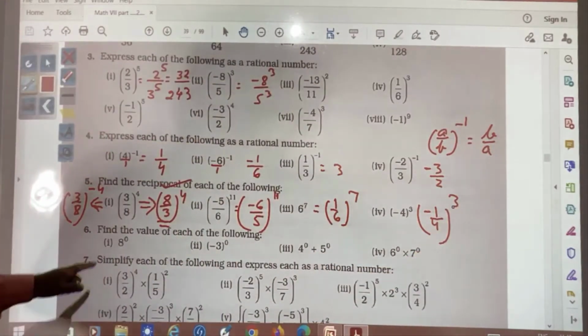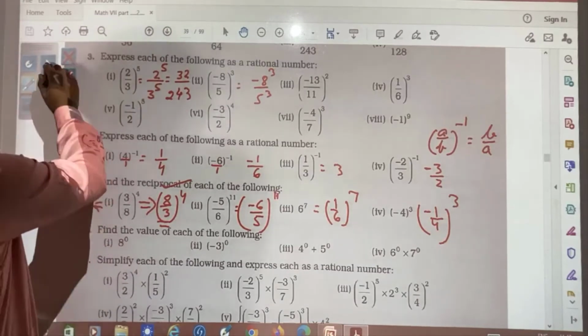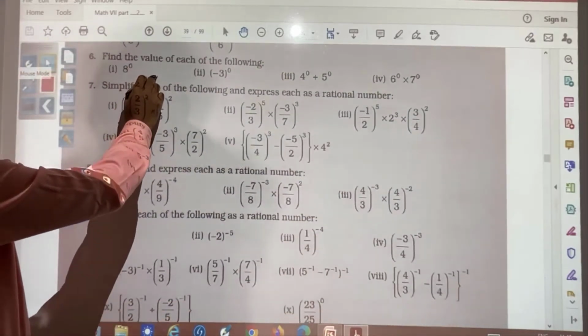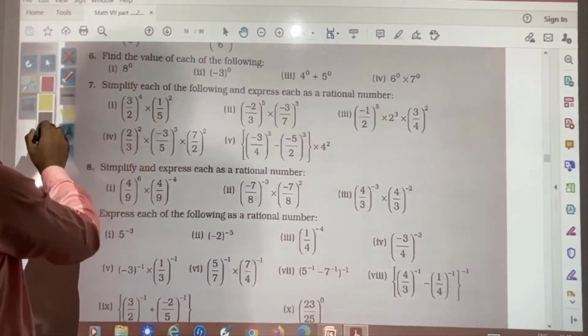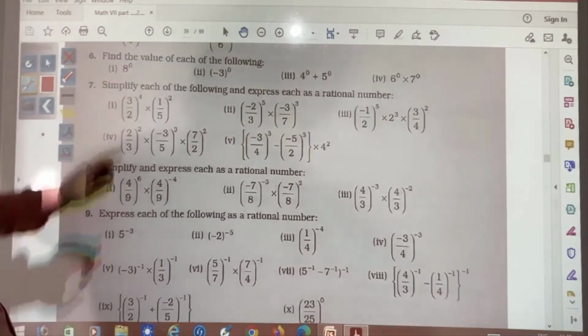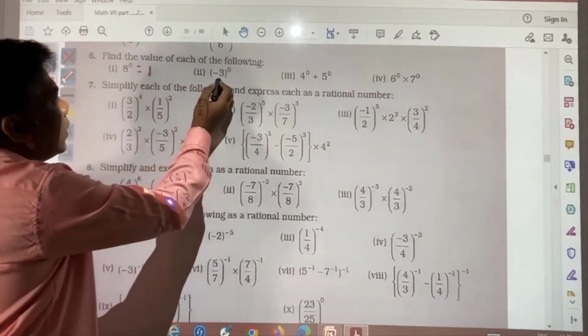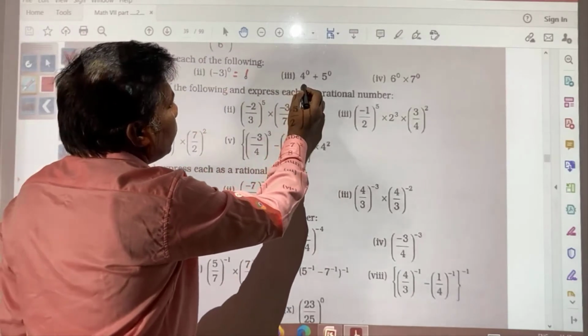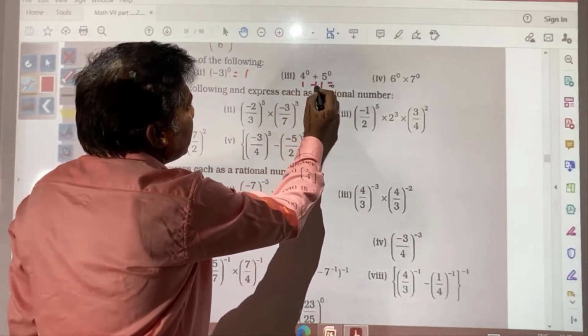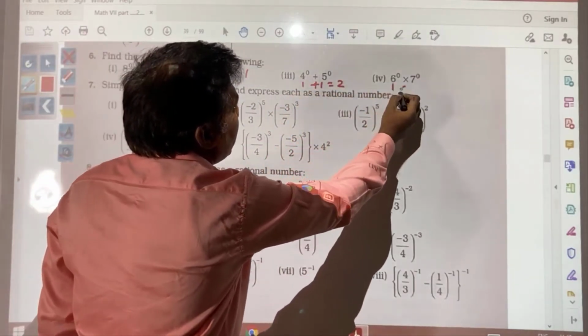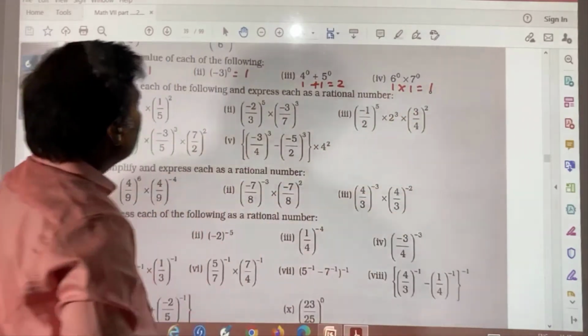Then you see, find the value of each of the following. Eight to the power 0 is equal to 1, this is equal to 1, this is equal to 1. Plus 1 means 2, and this is 1 into 1, which means 1.